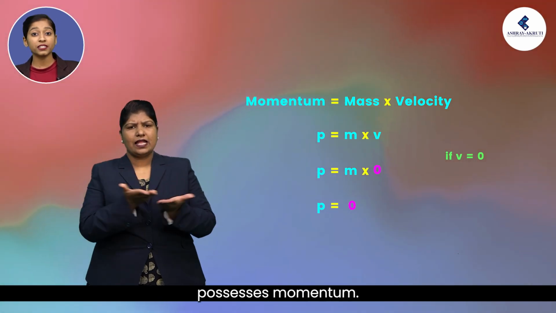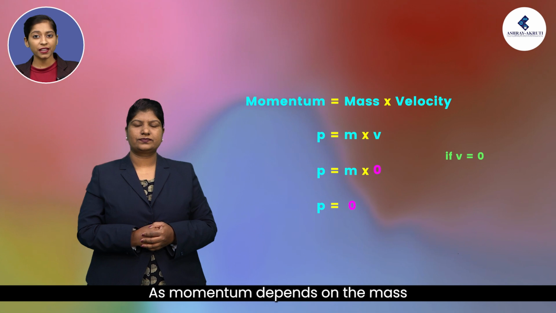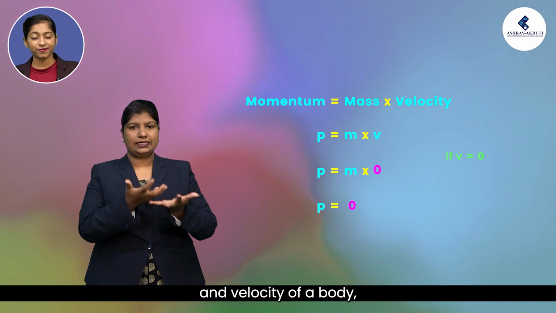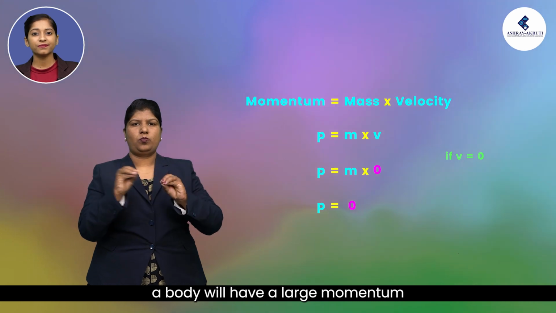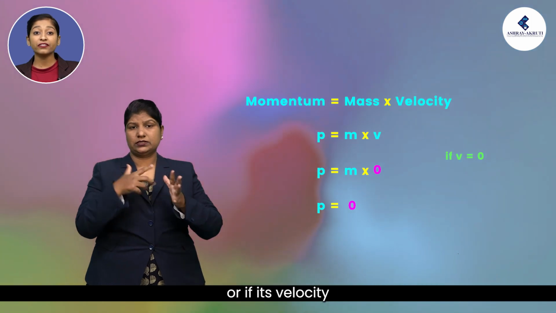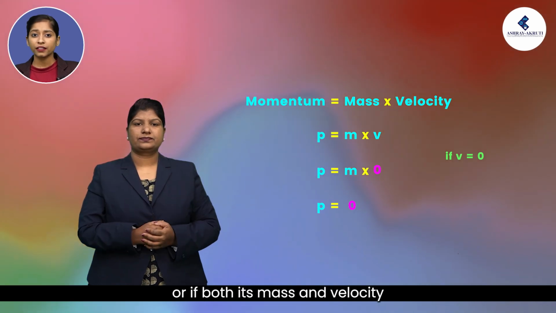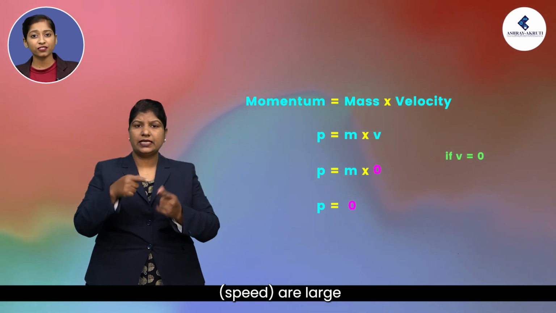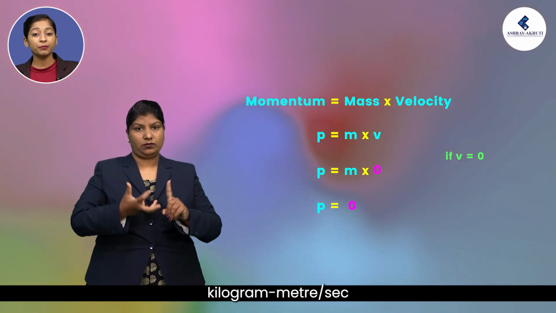Every moving body possesses momentum. As momentum depends on the mass and velocity of a body, a body will have a large momentum if its mass is large, or if its velocity or speed is large, or if both its mass and velocity or speed are large. Momentum is measured in kilogram meter per second.